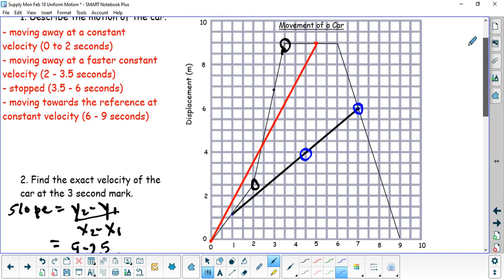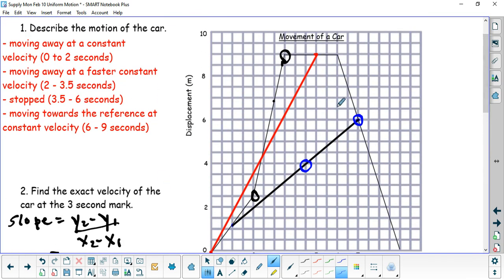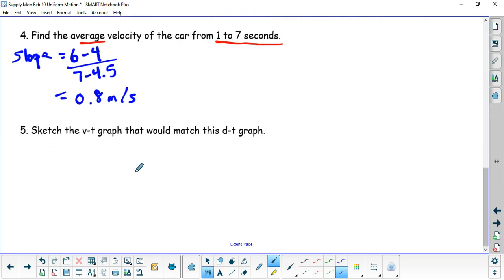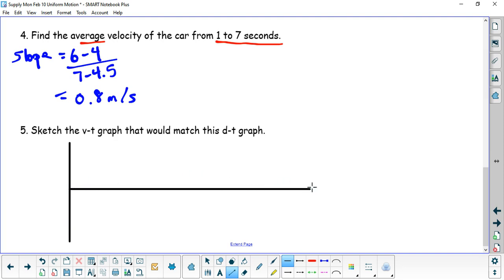Okay, our last thing it asks us to do is to sketch the VT graph that goes with it. But remember, we've already figured out what happens. It moves away at a constant velocity. Moves away at a faster constant velocity. It stops, and then it moves towards at a constant velocity. So that's what we're going to sketch. Now, sketching graphs is kind of an unusual thing, right? This is not something you've done before. It's not something you're really used to. So be patient with yourself. This is one of the harder things we do this year because it's a concept you probably haven't dealt with a lot.